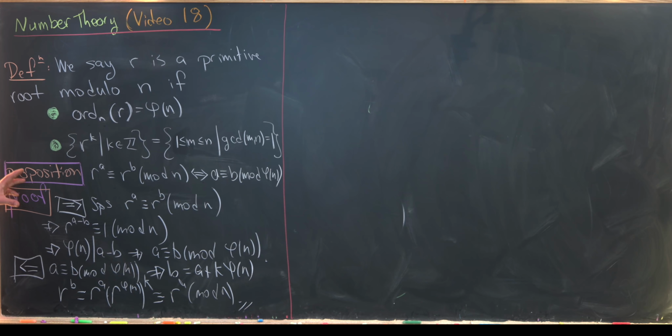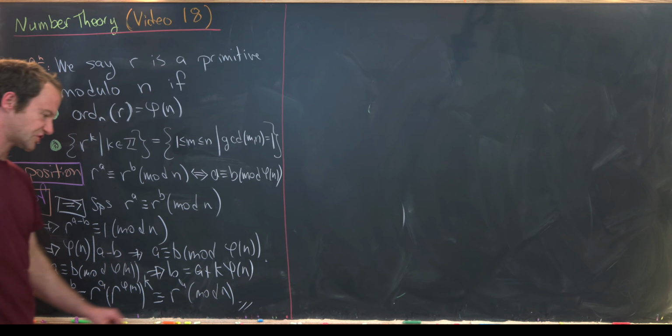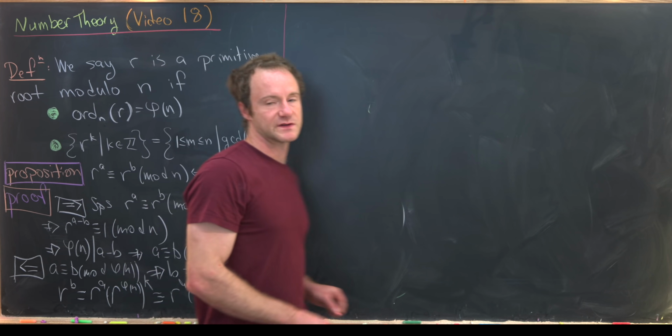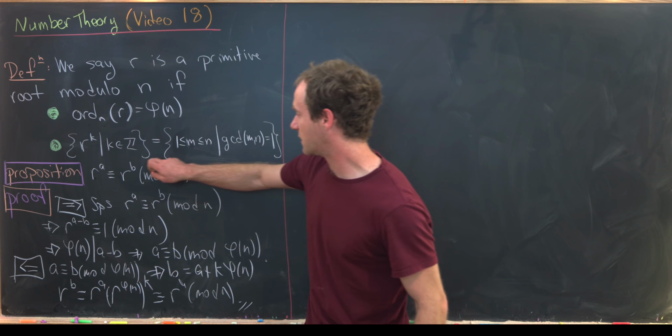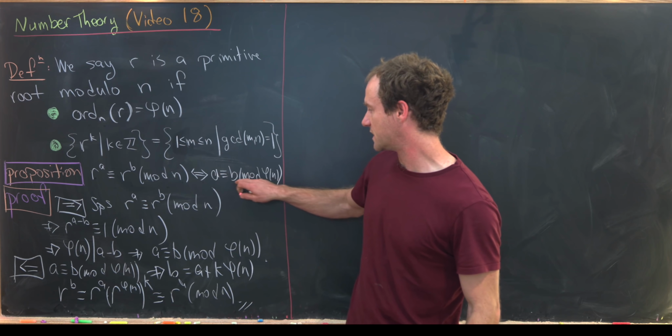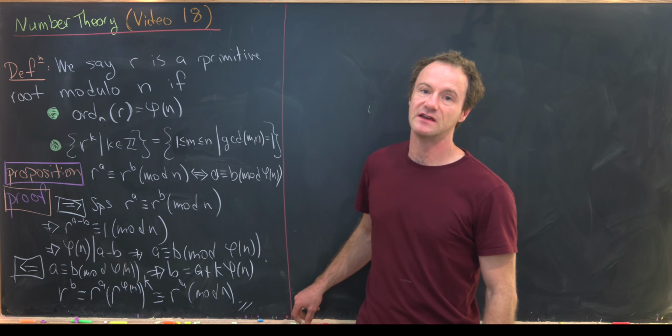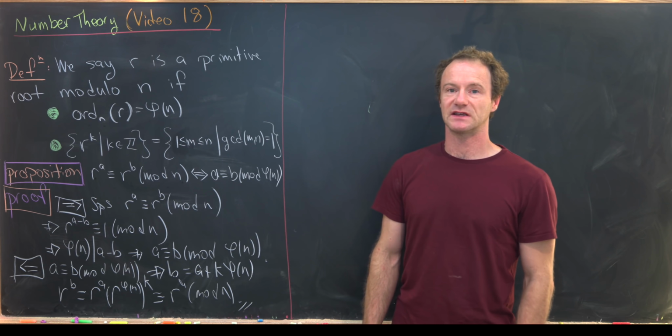Okay, so now that we're armed with this proposition, let me reiterate the importance of this. If the bases are calculated modulo n, the exponents are calculated mod phi of n. Now let's move on to some examples.